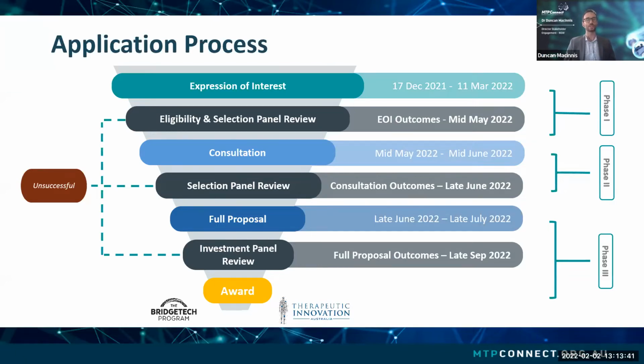Following this process, the selection panel will reassess applications and a short list of projects will move forward to the final application stage to submit a full proposal. And generally, again, we would expect about 50% of those that go through the consultation phase to go to full proposal. The full proposals will allow some expansion on the EOI and provide a more comprehensive outline of the project.